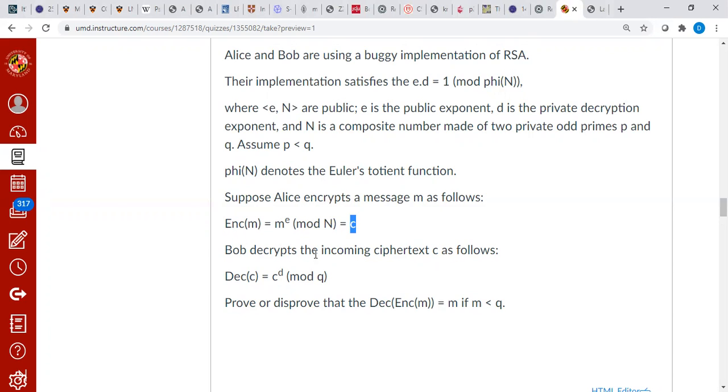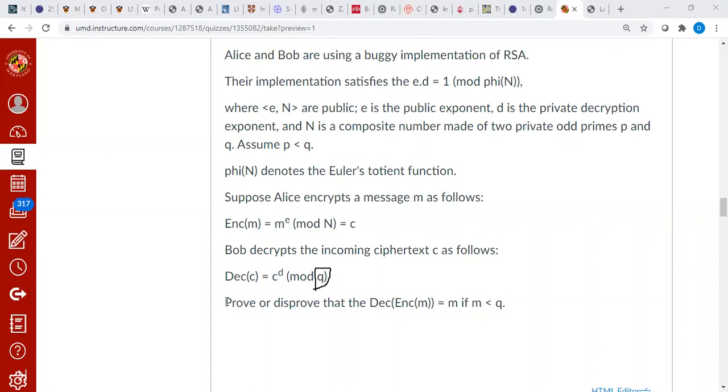Bob will decrypt the incoming message using the algorithm given below, but the bug is here. The bug is over here. We are using C power D mod Q, which it should have been C power D mod N. Okay, that's the bug. Let's see what the problem we are asked to solve.